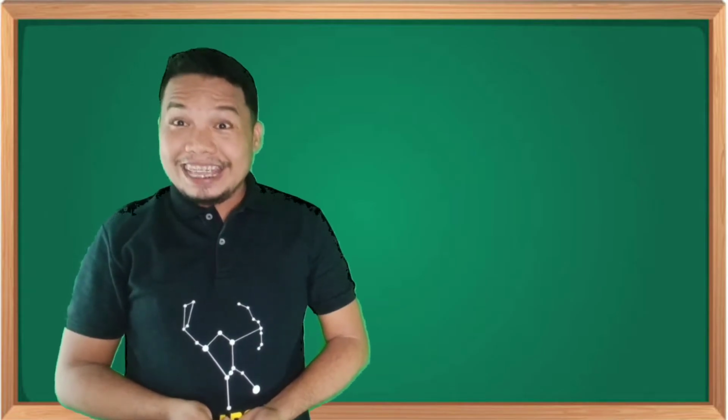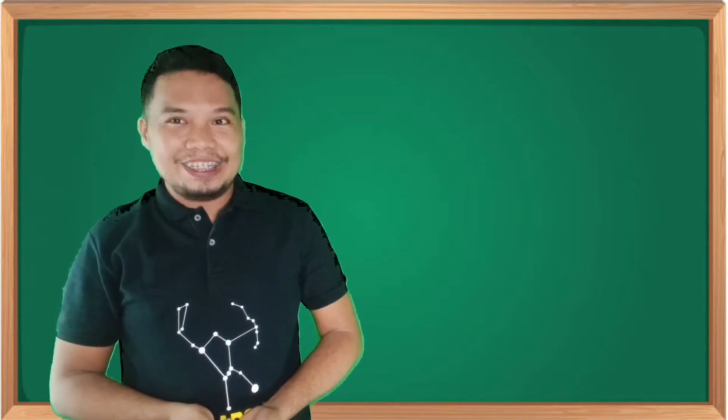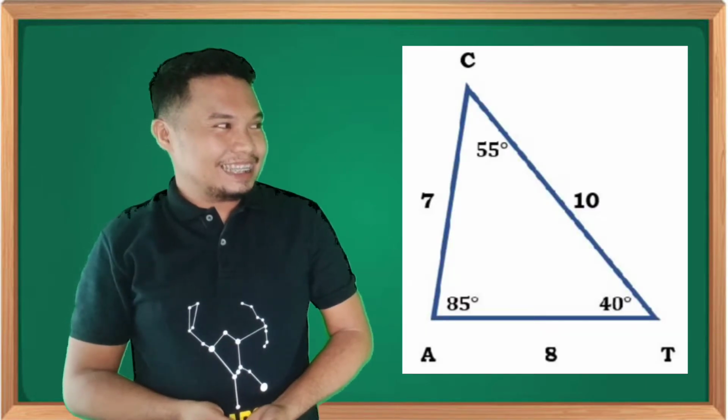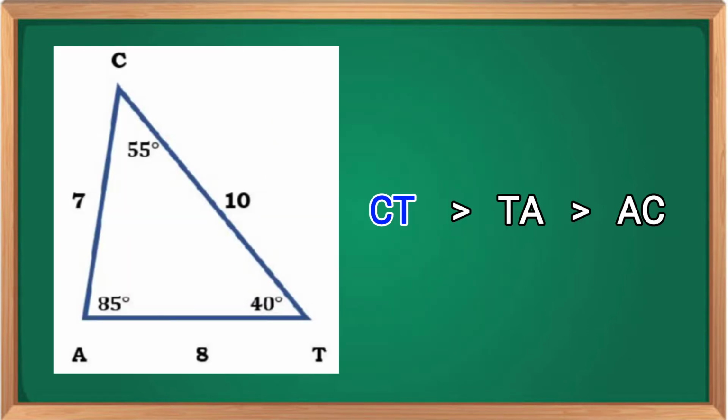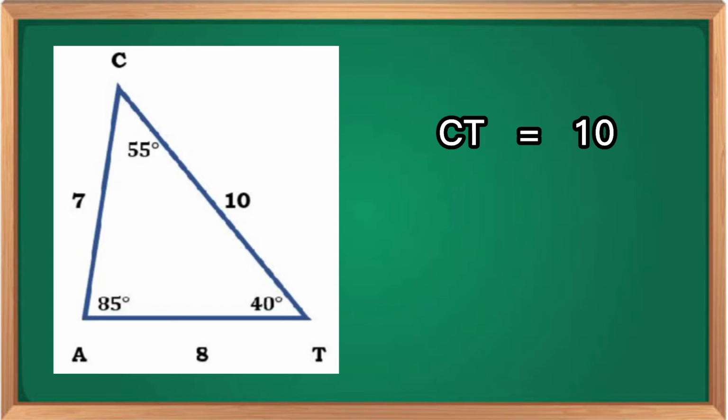Are you now ready? Please consider this figure. Triangle CAT whose unequal sides can be arranged in this order. CT is greater than TA, greater than AC. Since CT is equal to 10, TA is equal to 8, and AC is equal to 7.